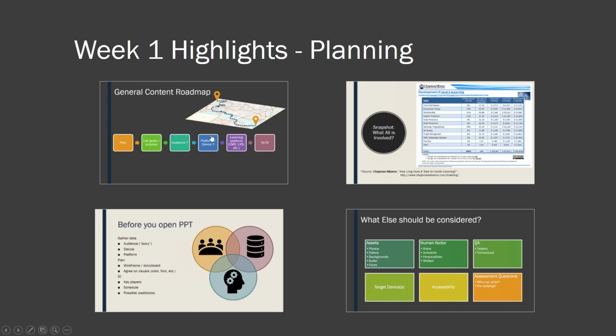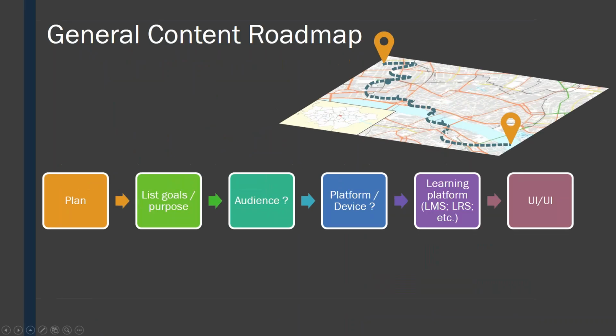As I mentioned, week one was all about planning. And so we took a look at generally a content roadmap. This isn't a hard and fast rule, but generally speaking, the pipeline would be planning, making sure that we look at listing our goals. What is the goal of our learning? What's the purpose? Why are we doing this? Who are our audiences? Does it have to live on an LMS? Is it just a website? Are we going to store information on an LRS?